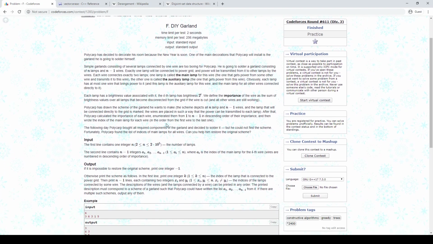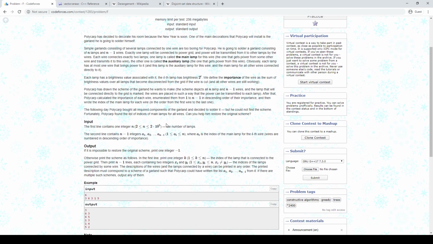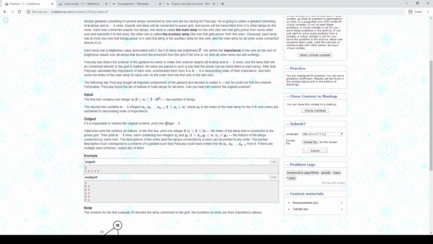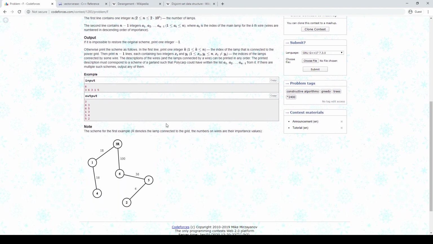So we have the tree. Oh, interesting. I see. So we have the root of each edge in order of importance, and we want to find out the child of, no, we want to get the full tree, basically. Okay. Interesting. So what's going on here?